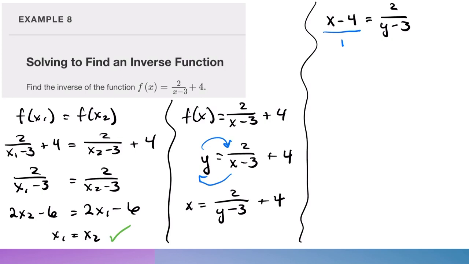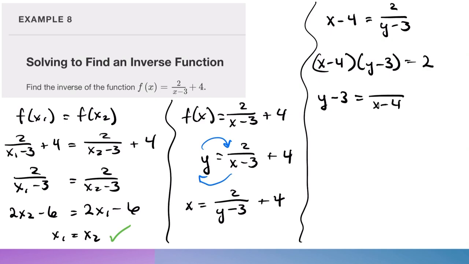Wait a minute. Actually, I don't think we need to FOIL. Would that help us? No, I don't think so. We can still cross multiply, but just don't expand it. So then we're going to say this x minus 4 times this y minus 3 equals 2. Then we probably could have just flipped, but we're going to divide both sides by the x minus 4. So now we're going to have y minus 3 equals, now we got the x minus 4 on bottom under the 2. We add 3 to both sides.